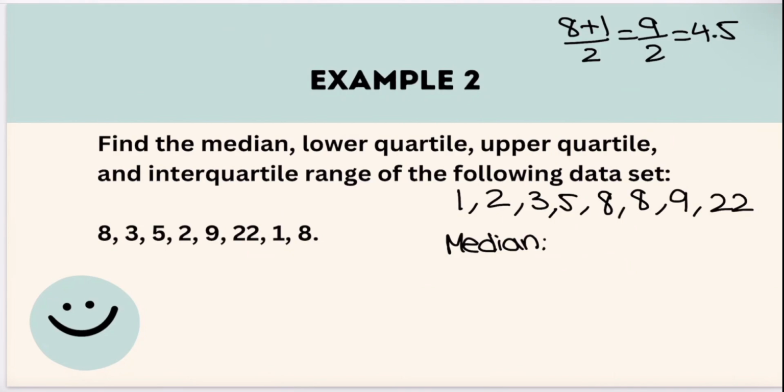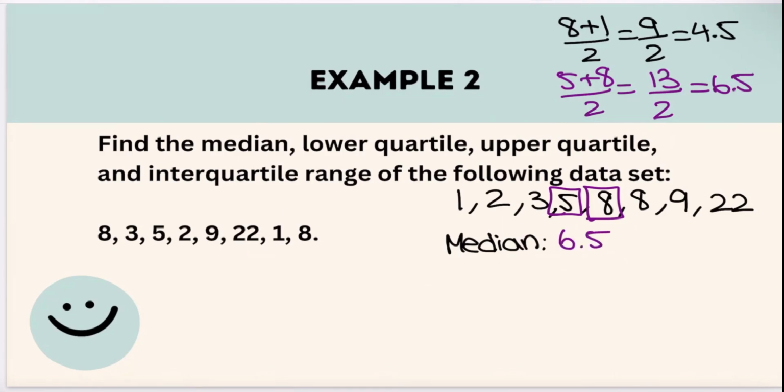So the fourth term here is 5, and the fifth term is 8. So I need to find the average of 5 and 8 to find the median. So 5 plus 8 divided by 2 is equal to 13 divided by 2, which is 6.5. Or if you just knew that 6.5 is the number exactly halfway between 5 and 8, that works too. That's perfectly fine as well.